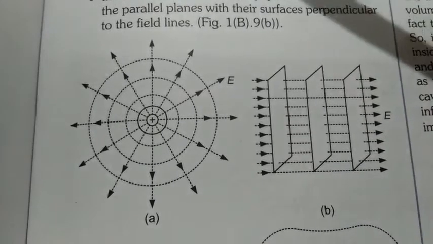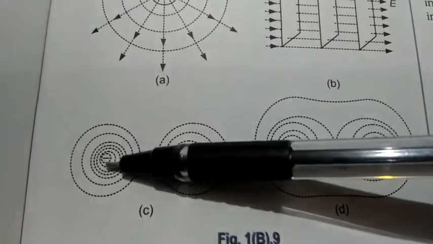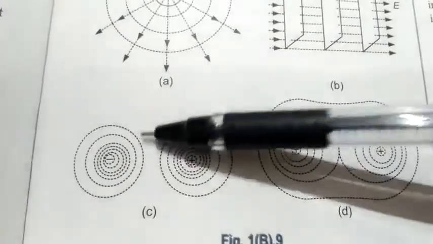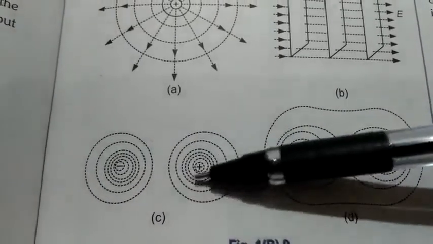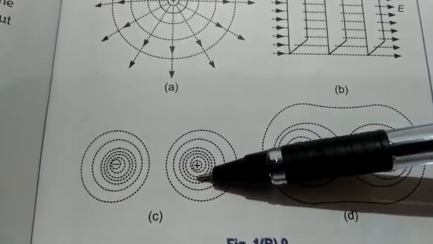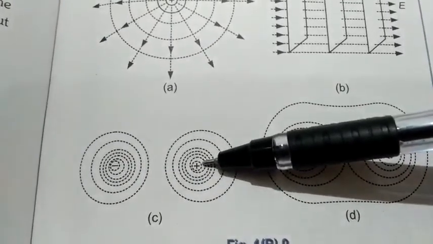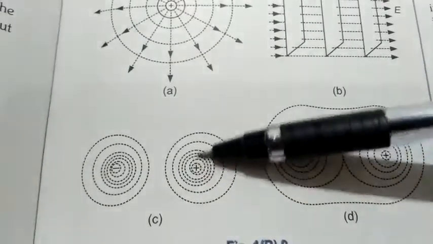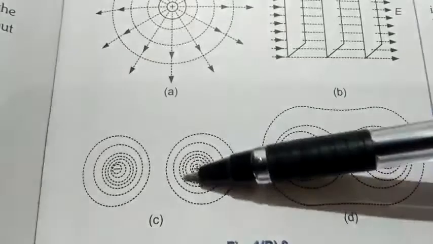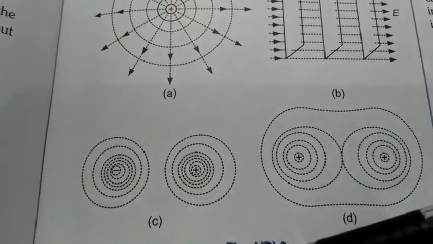Then in figure C, you can see this is a negative charge, this is a positive charge. That means it is a dipole. So because of the dipole, this will be the equipotential surface. Because these two charges are opposite, they will attract each other. So you can see different kinds of shapes are there. These are the circles.